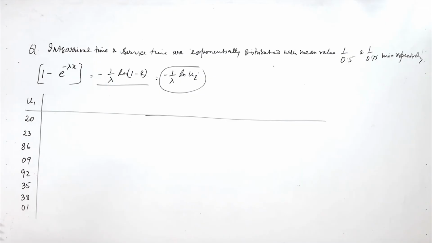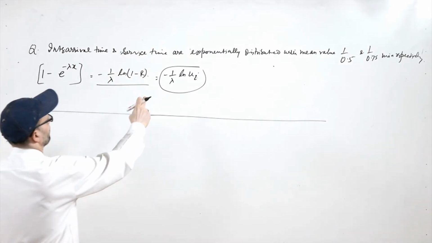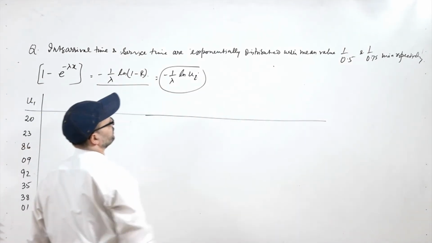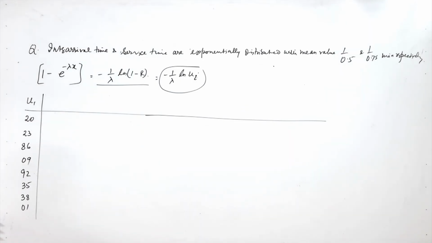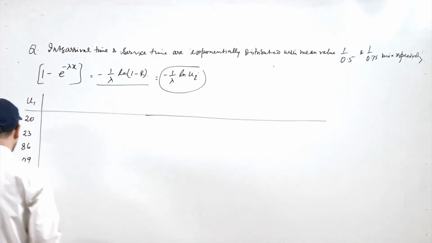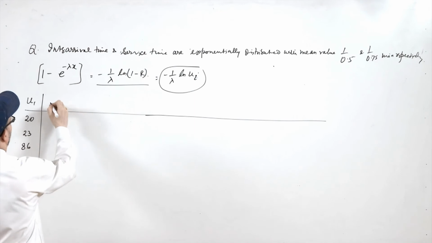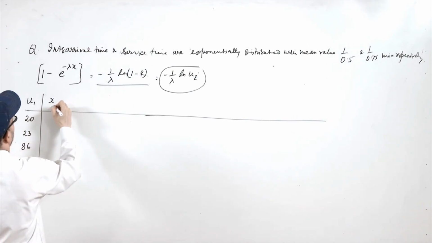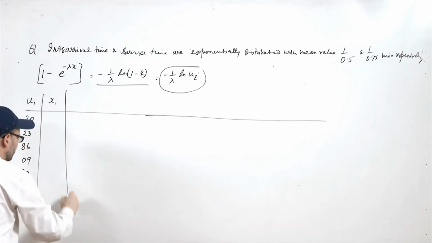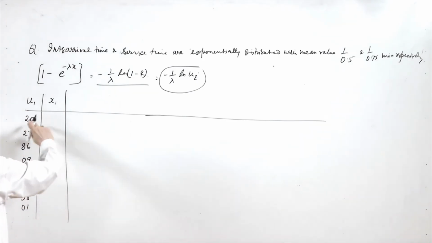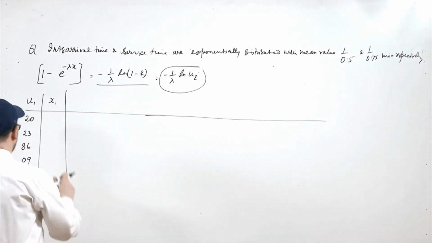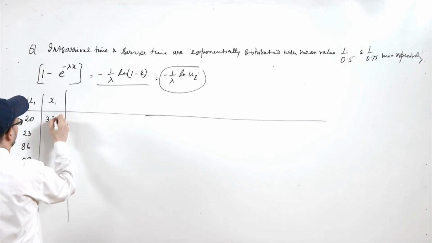So, you put in this formula, you know the lambda value for this is 0.5. So, 1 by lambda is there. Once you do that, you will get the inter-arrival time. That is suppose xi.